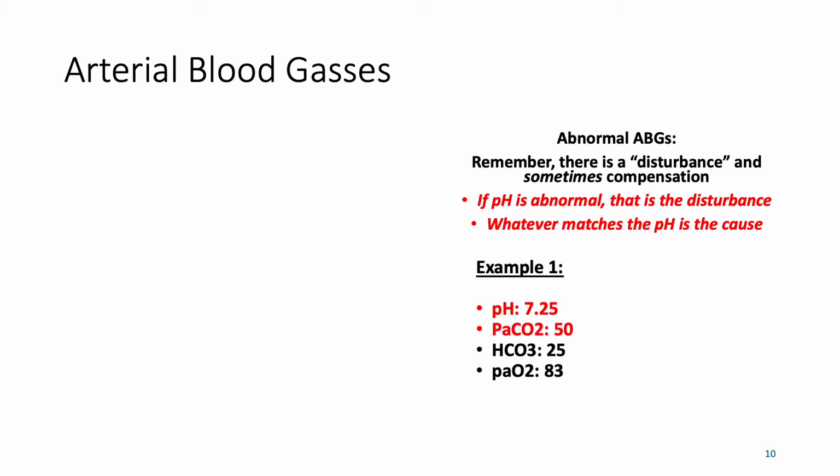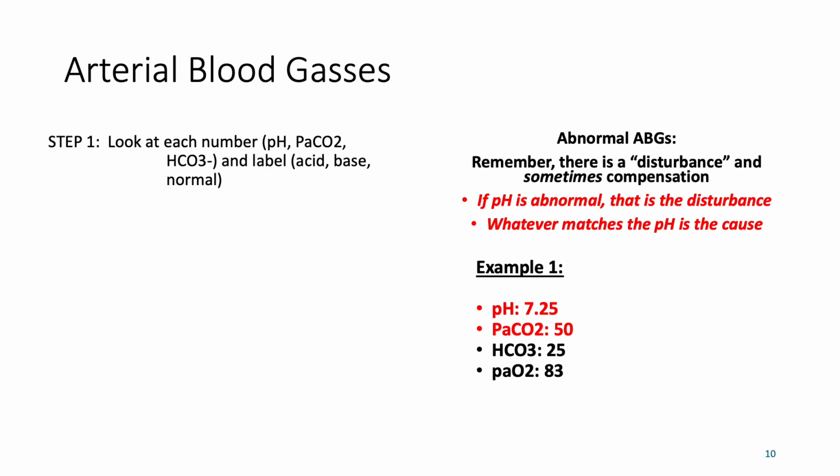So using this example here, remember first I'm going to label each number. So I see a pH of 7.25, I'm going to label that as acid. Then I'm going to look at my CO2 of 50. Now that's high because I'm going to remember normal CO2 is 35 to 45. Too much CO2 retention causes acidosis. So I'm going to label that CO2 of 50 as acid. And then a normal bicarbonate range is 22 to 26. So a bicarbonate of 25 is just labeled as normal.